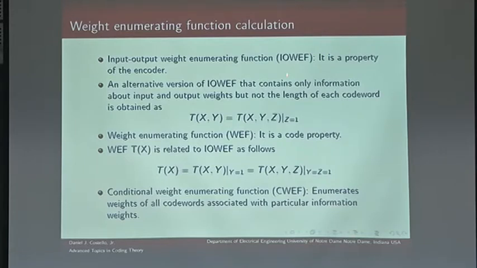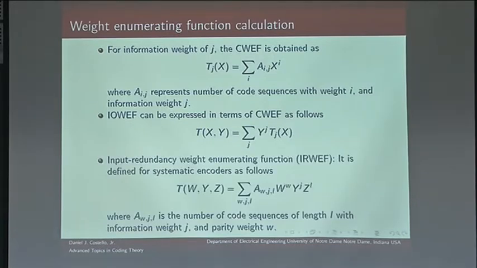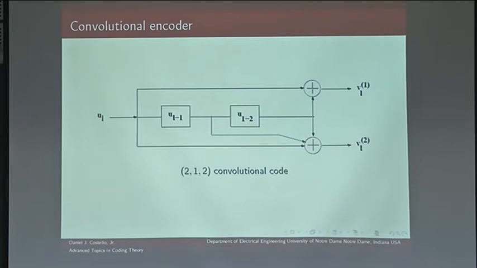This is the input-output weight enumerating function and conditional weight enumerating function. This is just obtained from what we just saw by forgetting about the length property, and it just relates the input weights and the output weights. Again, it's useful for analyzing turbo codes because even though the two encoders are the same, they have a different correspondence between input weights and output weights because of the interleaver. But let's just try to go through this for our favorite little example here.